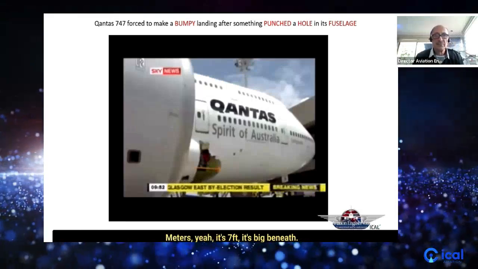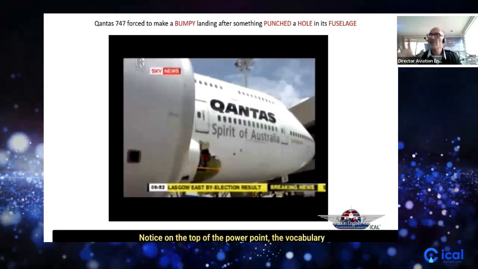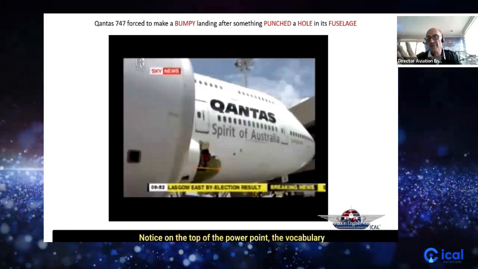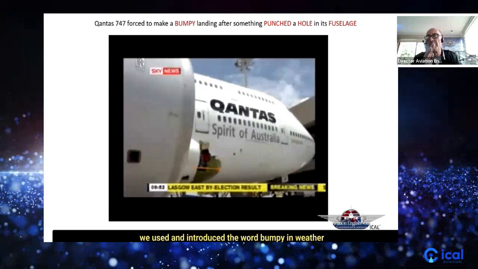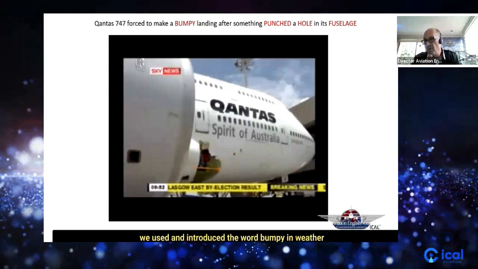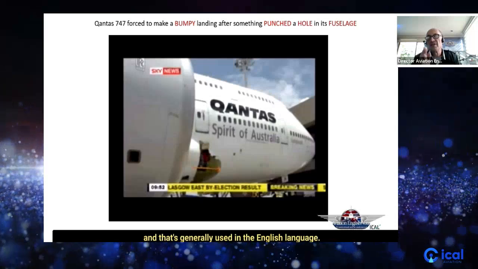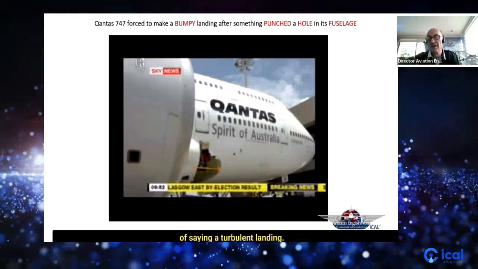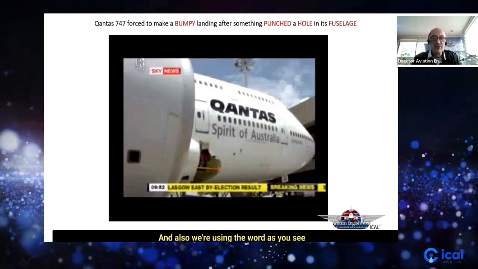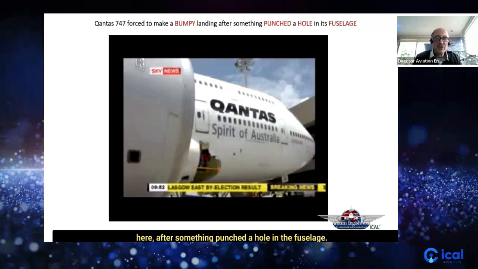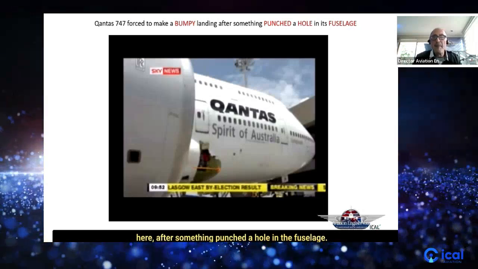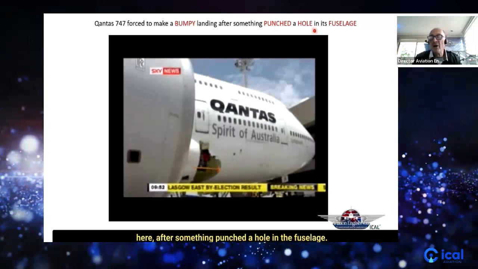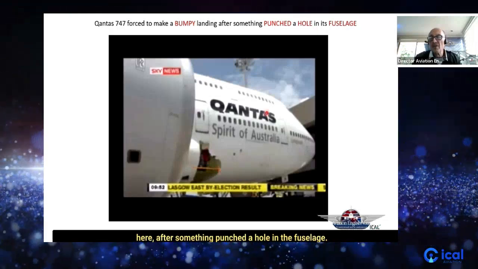It's big. Notice on the top of the PowerPoint, the vocabulary. We introduced the word bumpy in weather, and that's generally used in the English language. We had a bumpy landing instead of saying a turbulent landing. And also we're using the word, as you see here, punched, after something punched a hole in the fuselage.